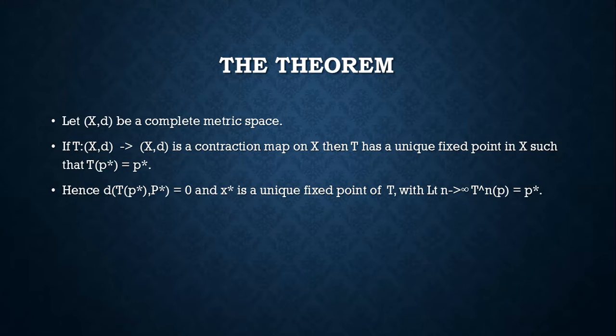And furthermore, we have seen that p* is the limit of the sequence, where each term of the sequence is the image of its predecessor, starting from any arbitrary term of the metric space. Thereby, we see that the limit as n tends to infinity of T^n(p) equals p*. This last point is extremely important in knowing the Newton-Raphson method.